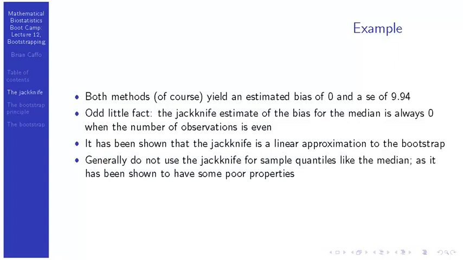And then just to remind you, don't use the jackknife for sample quantiles. It's a handy procedure and it works in a lot of settings, but maybe not for sample quantiles like the median, as it's been shown to have some poor properties. And what could you possibly use then? Well, why not try to use the bootstrap?